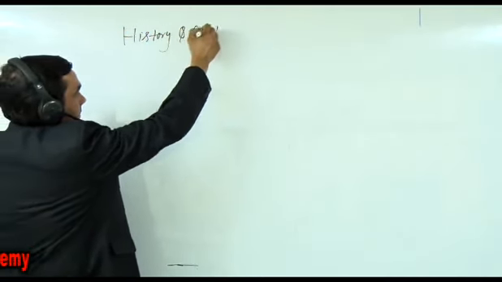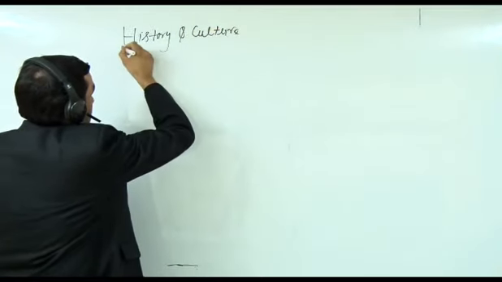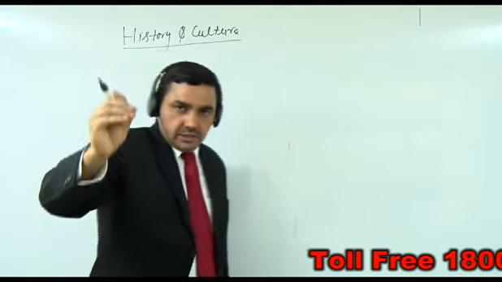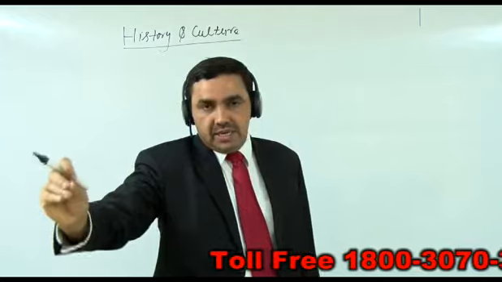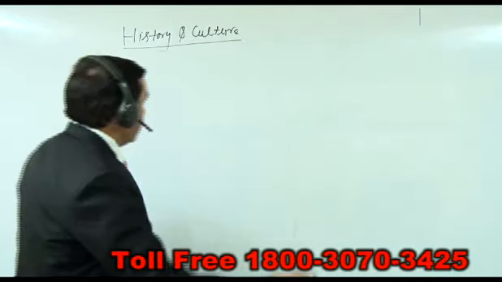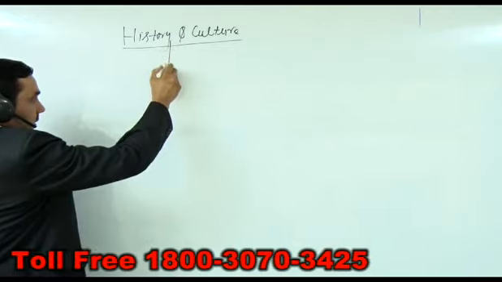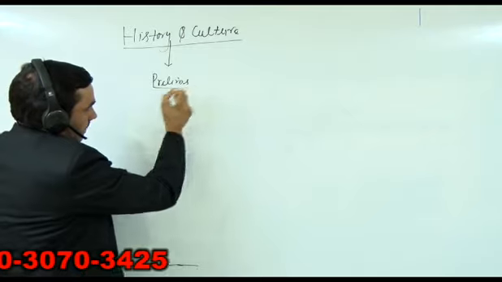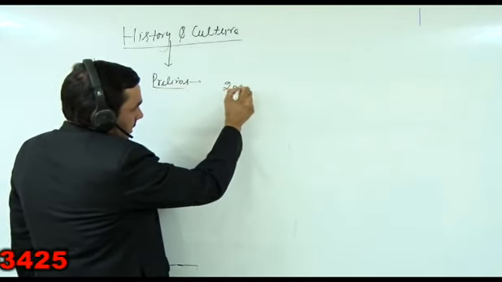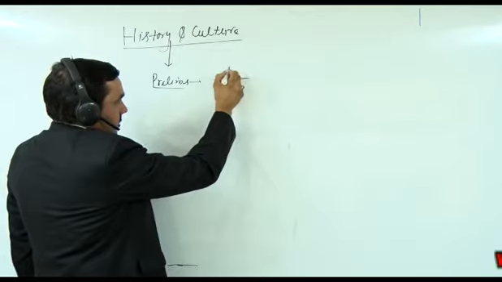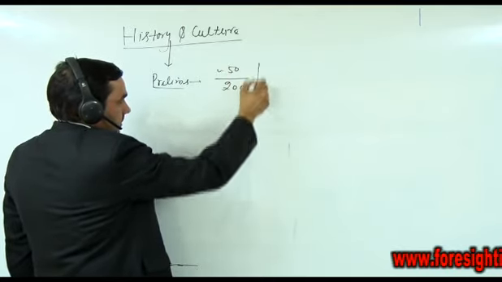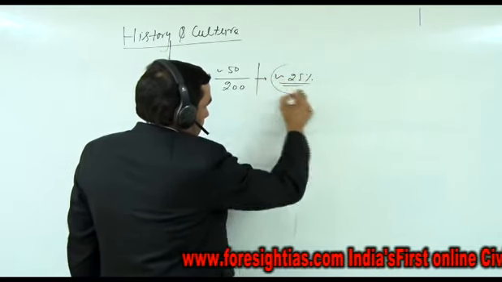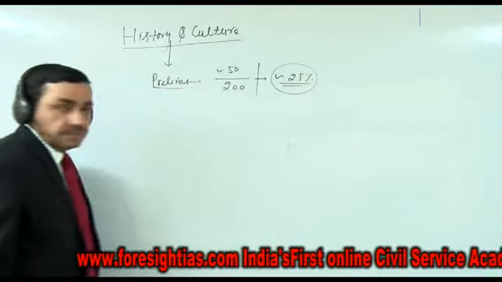Friends, history and culture is a very important component for GS papers, both in PT as well as in main exams. If you look at prelims, out of total 200 marks, this constitutes around 50 marks. Means the percentage wise is about 25% of total prelims marks.